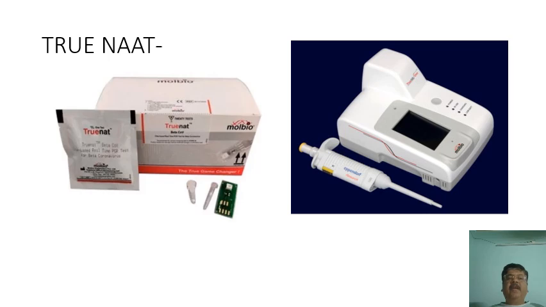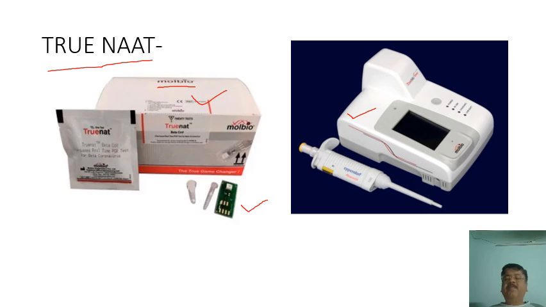Then similarly, the Indian company TrueNet is there. It is supplied by Molbio, which is a Goa-based company. So this is the equipment, and these are the consumables. You can see the consumable contains a chip. Again, we have to go for decontamination, and we have to charge this cartridge and load it in the machine. It will give the graph, and it will give whether it is positive or negative.